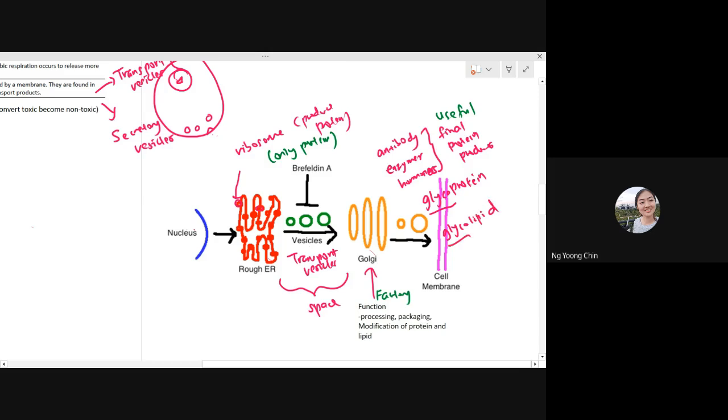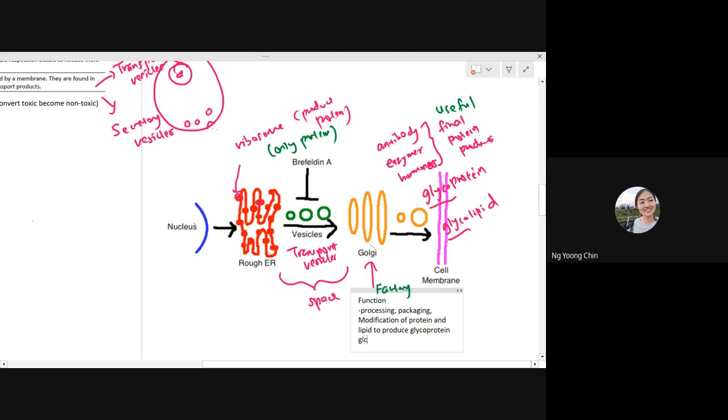Okay, glycoprotein, glycolipid means that carbohydrates combine with protein. So they will form glycoprotein. And carbohydrate, they will combine with lipid, they will form the glycolipid. To produce glycoprotein and glycolipid. Yeah, so this is the answer that you're able to write in your exam.